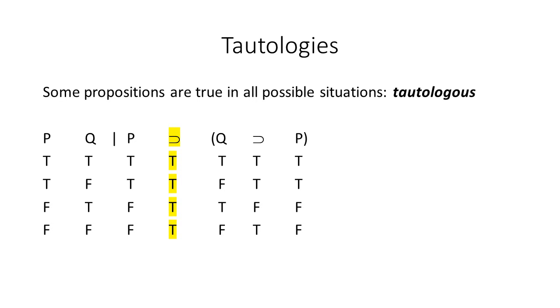Right, so what we want to be looking for when we're determining whether or not a proposition is a tautology is looking under its main operator, remember, the operator that you solve for last, in this case this horseshoe that's highlighted, and seeing whether in each row it's true. If it's true in each row, then the proposition is true in all possible situations, and it's a tautology.